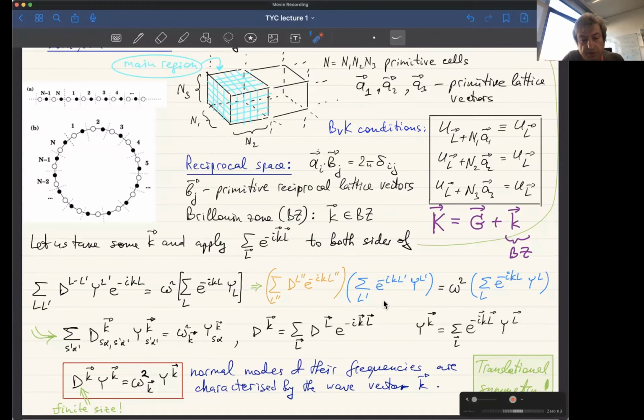So in order to solve the 3-dimensional vibrational problem, what we need to do is determine matrices D, or the dynamical matrix, in the real space, then sum them up over these lattice vectors for each vector k within the first Brillouin zone. These are finite-dimensional matrices for each vector k, and then we solve this eigenvector problem for each vector k. That would give us the required solutions.